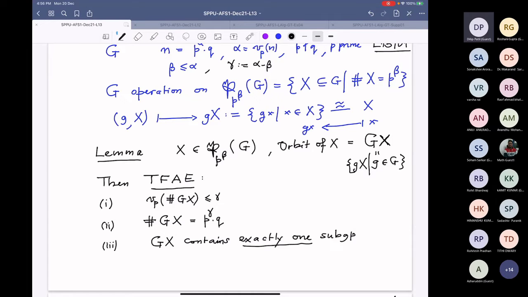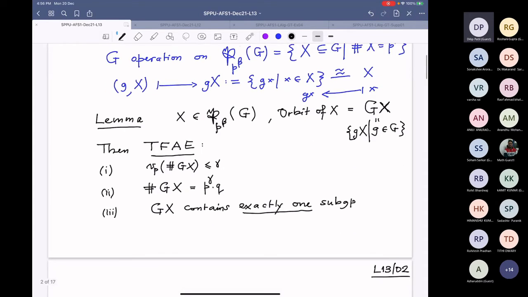Proof, of course, will require some knowledge of the group actions, but that all of you know. There will be nothing unknown. So let us write the proof. First, proof of this.